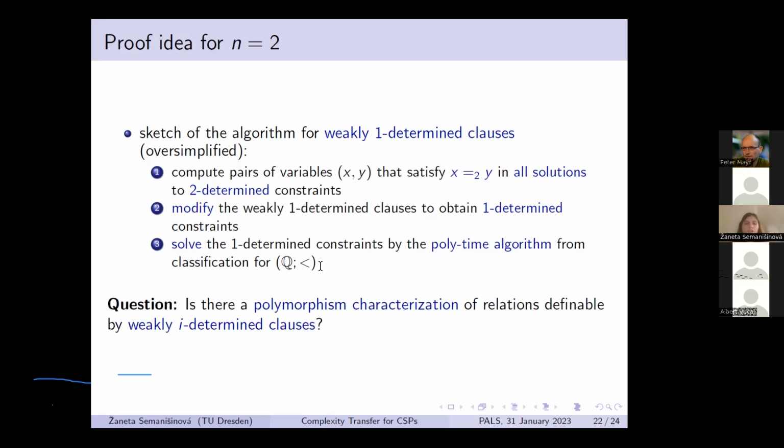A natural question that arises if you think of the definition of weakly one-determined clauses is that it's a perfectly fine definition also for general algebraic products, not just for things over Q. So one could ask: is there again a nice polymorphism characterization that tells us when we can define everything by weakly one-determined clauses? This could help us not to get our hands dirty with syntactic arguments for the algorithms, and also help to understand the algebraic products of different structures.